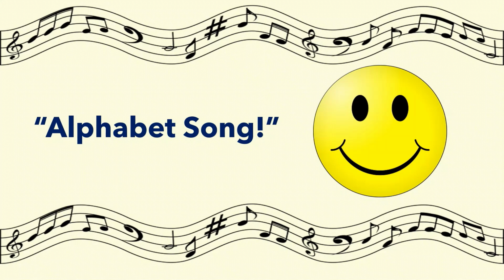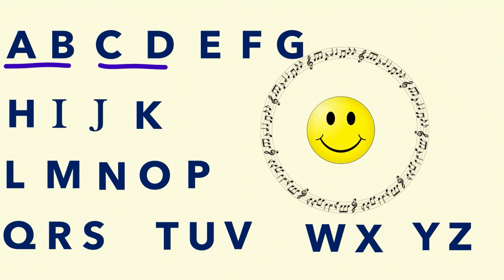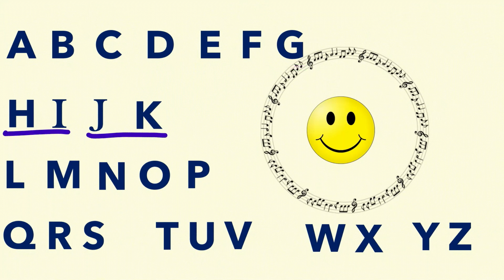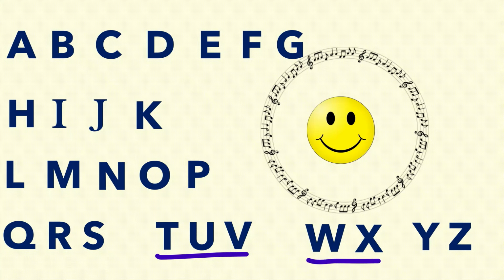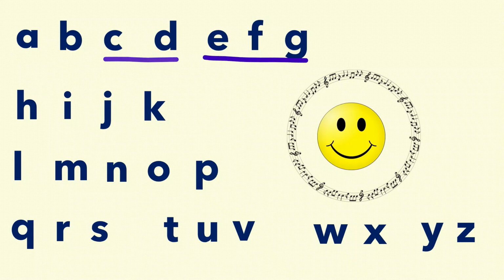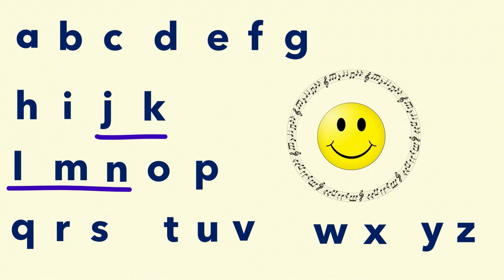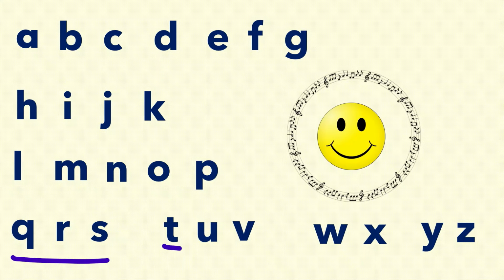And now we're going to sing the alphabet song, first with the uppercase letters, then with the lowercase letters. A, B, C, D, E, F, G, H, I, J, K, L, M, N, O, P, Q, R, S, T, U, V, W, X, Y, and Z. Now I know my ABCs. Next time won't you sing with me? A, B, C, D, E, F, G, H, I, J, K, L, M, N, O, P, Q, R, S, T, U, V, W, X, Y, and Z. Now I know my ABCs. Next time won't you sing with me?